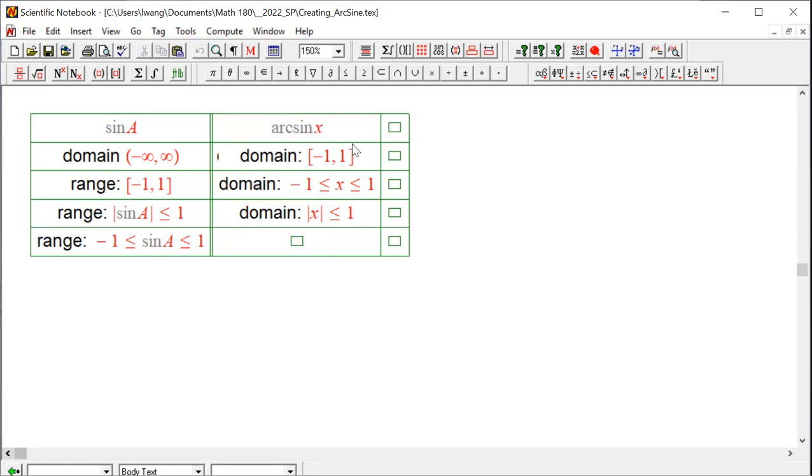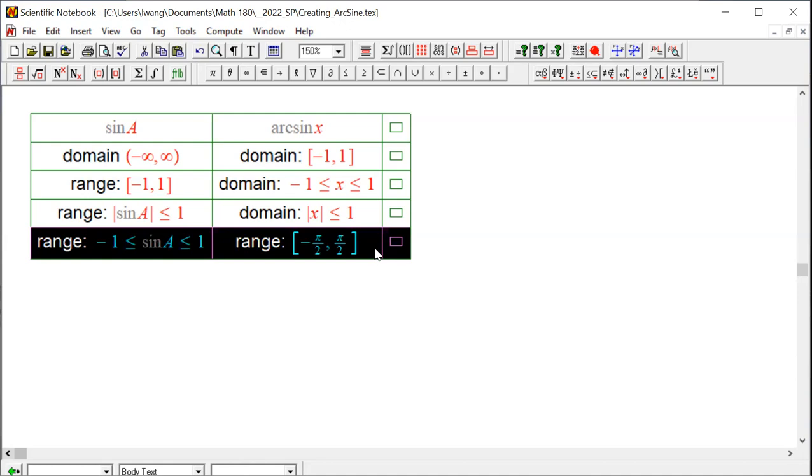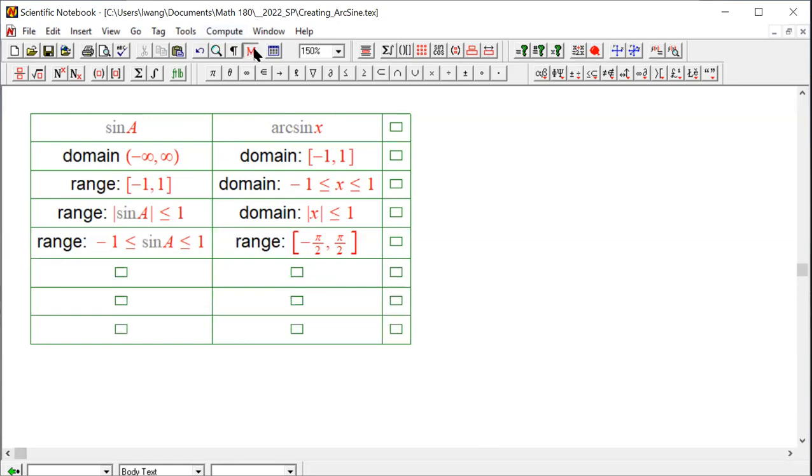And the range for arcsine, we know that the range is between -π/2 to π/2. And we have other ways to express them. So I'm going to add some more rows, in case we need more. So range has all these different expressions.